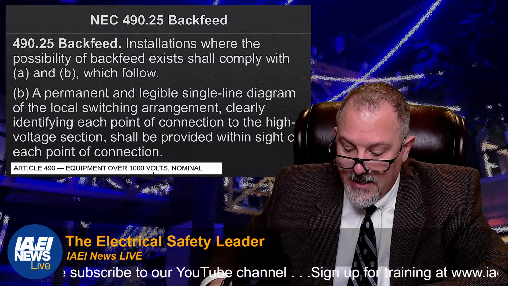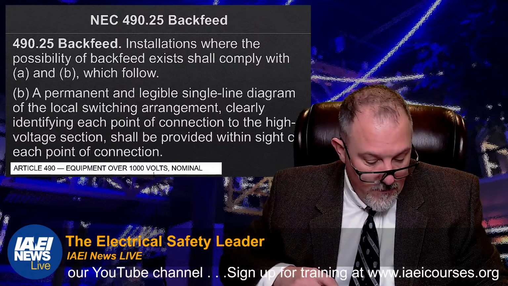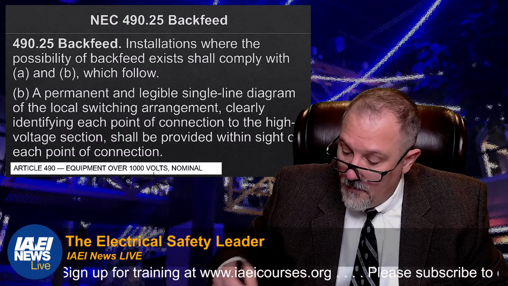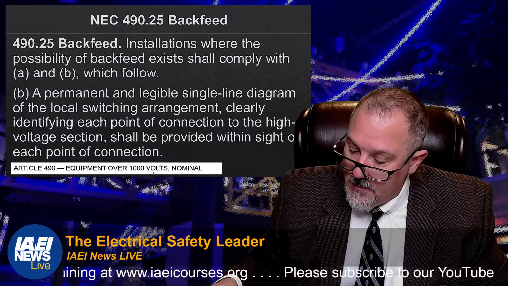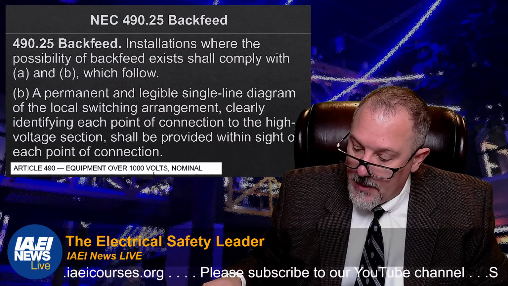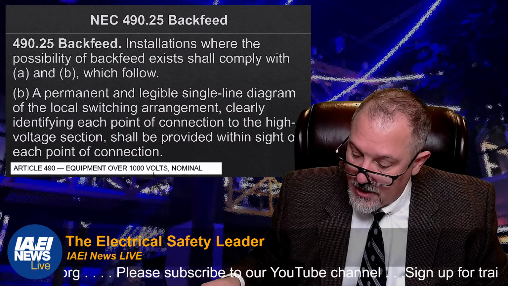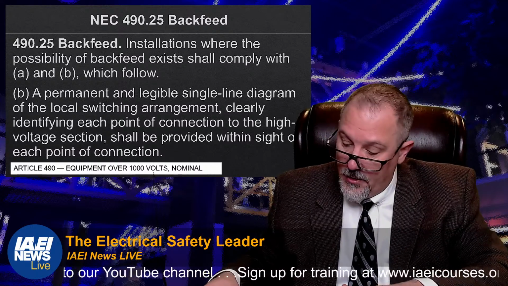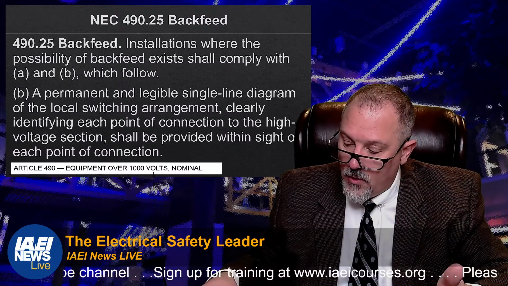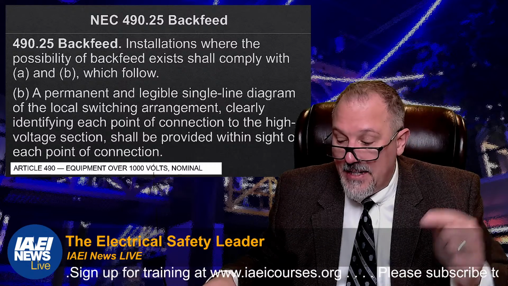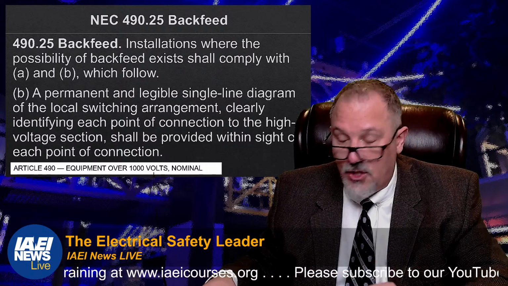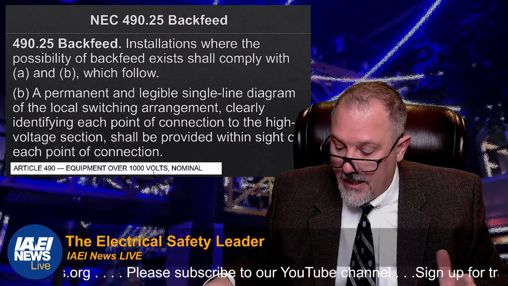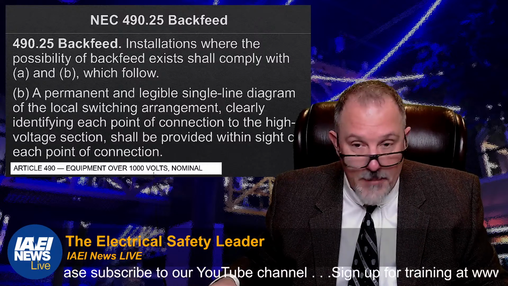Now, Article 490 is equipment over 1,000 volts. 490.25 is still there. It's called backfeed. Installations where the possibility of backfeed exists shall comply with A and B of this section. They need to have a sign. They reorganized this in the 2020 code. A permanent sign in accordance with 110.21(B) shall be installed on the disconnecting means enclosure or immediately adjacent to open disconnecting means with the following words or equivalent: Danger, contacts on either side of this device may be energized by backfeed.